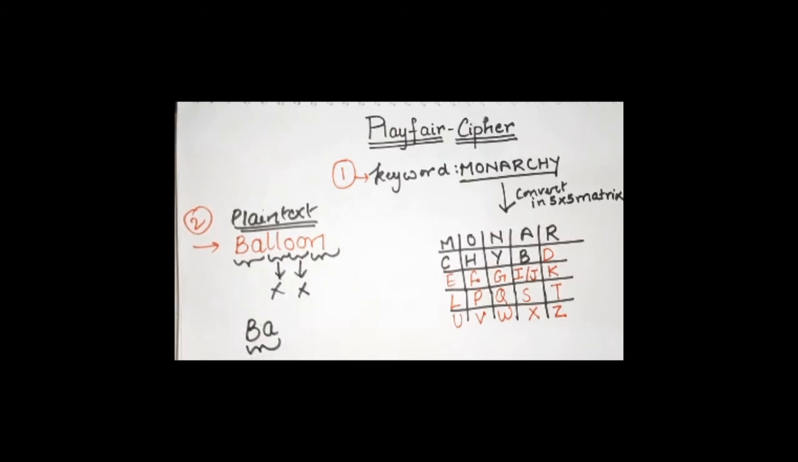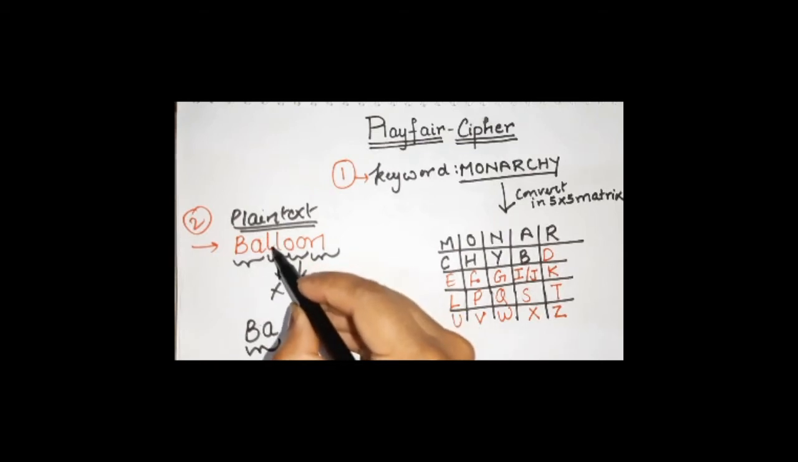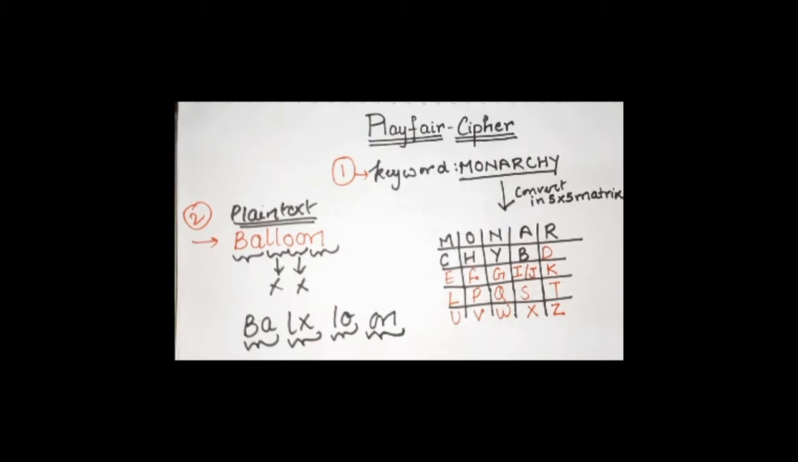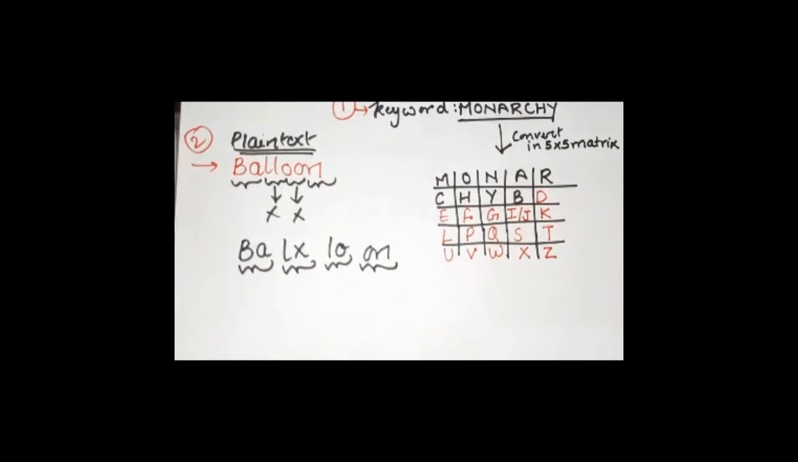BA is one pair, which has no issue. Now LL cannot be a pair, so we will separate it by writing X. Once you separate L by X, you write LX. After that you have L and O, and these are not the same, so these can form a pair. Good. And then we have O and N, and since these are not the same, we can form a pair for O and N too. So this is how you form pairs.